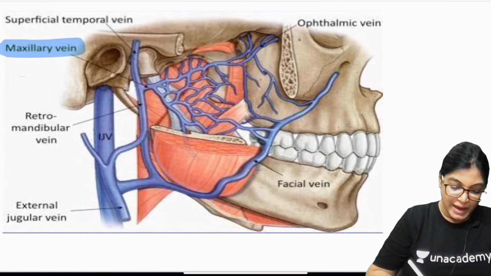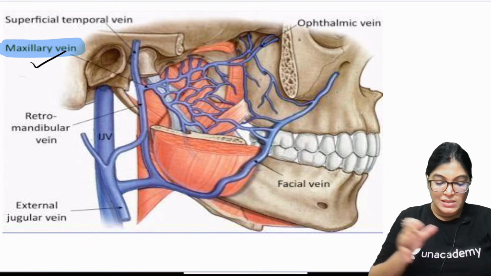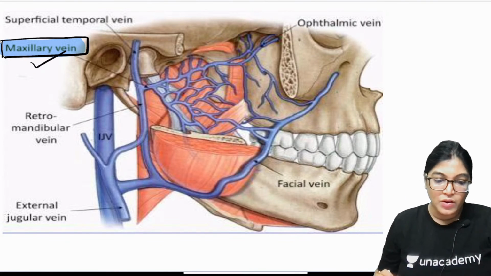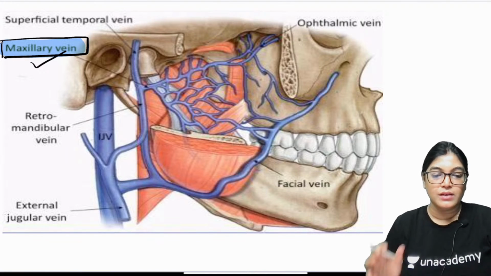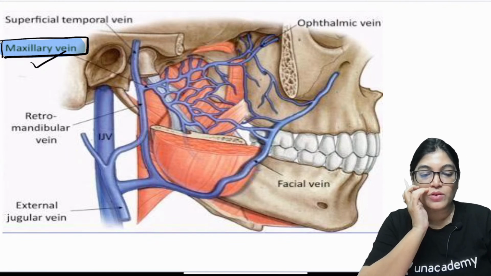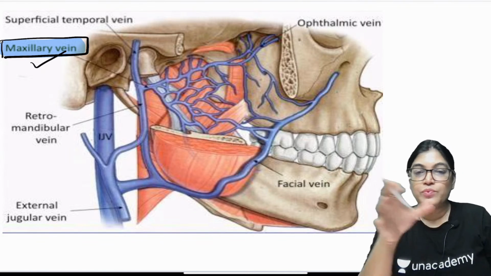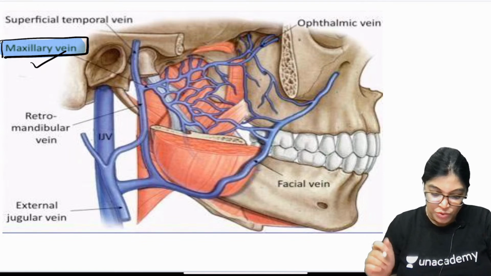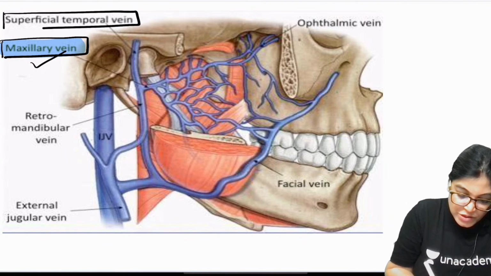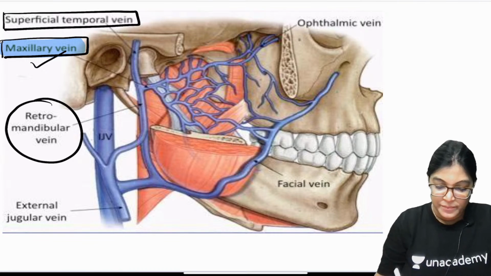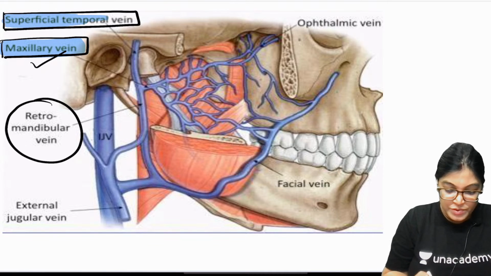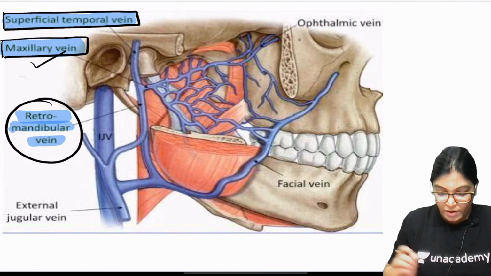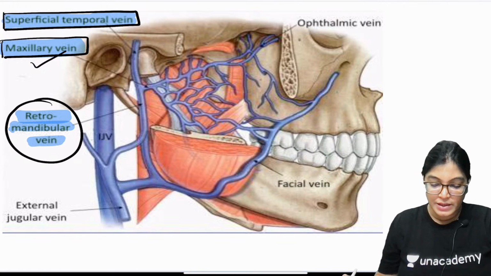This maxillary vein is accompanying the first part of maxillary artery, lying very close to it. See here the location also. It has a short course accompanying the first part of maxillary artery, and it is formed by confluence of the veins surrounding it. It will join with the superficial temporal vein. See here, the maxillary vein joining with the superficial temporal vein leads to the formation of retromandibular vein. Got it?